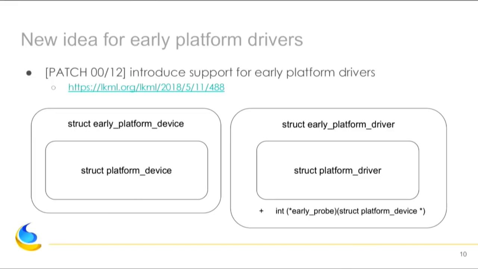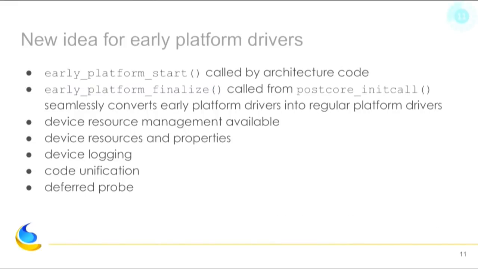And this is because basically we have to choose between the two. We either have a single probe function, but users will need to know whether they are being probed early or normally. And I think that a cleaner solution is to have a separate early probe callback and then do the regular probe afterwards. So this is the only change. We just have the early platform driver with one additional callback.